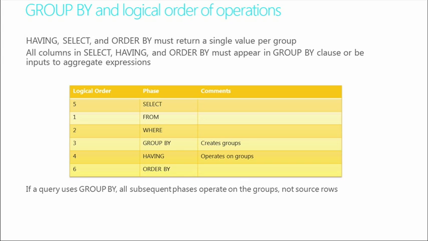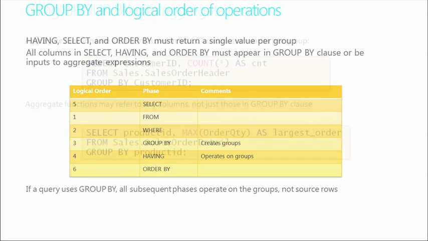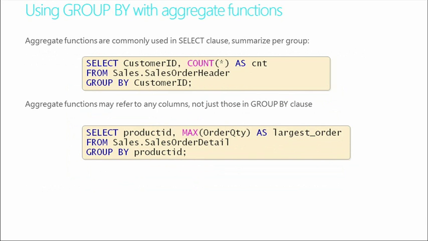With the logical order, we've gone through this already. We've seen this a couple times, and how the statement is actually processed: the FROM, then the WHERE, the GROUP BY, the HAVING, back up to the SELECT, and the ORDER BY being last. It's very, very important for you to understand that. If you're using the GROUP BY, all the subsequent phases operate on the groups, not the source rows. So it's going to work on the group information, and that's why that order is important to understand here.